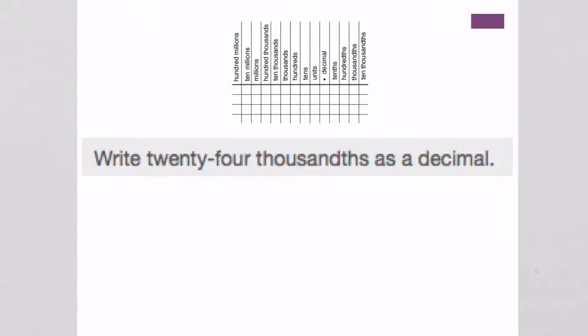Okay, on this problem, write 24 thousandths. That means I want that 4 in the thousandths location. So I want the 4 right here. And I want 20 in front of it, so 2 in front of it. And you can't just have nothing there, so you've got to bring your decimal down, and then you can't just have a blank space, so we've got to put a 0 in there. And anything ahead of the decimal, we would put a 0 there, 0.024. That says 24 thousandths.